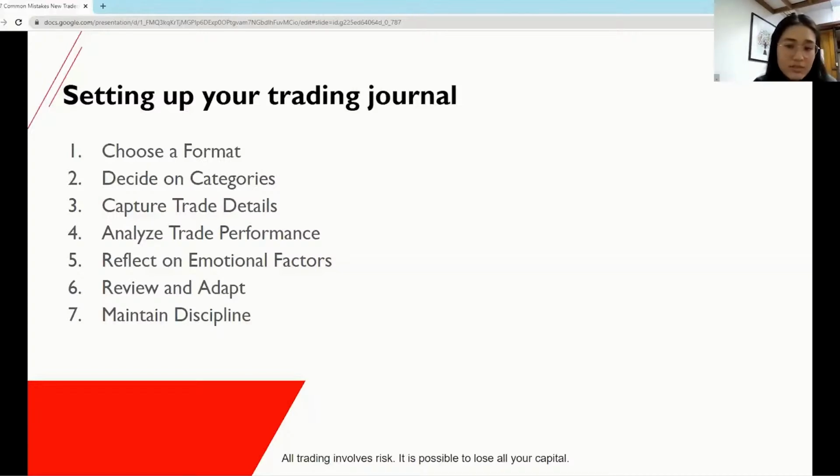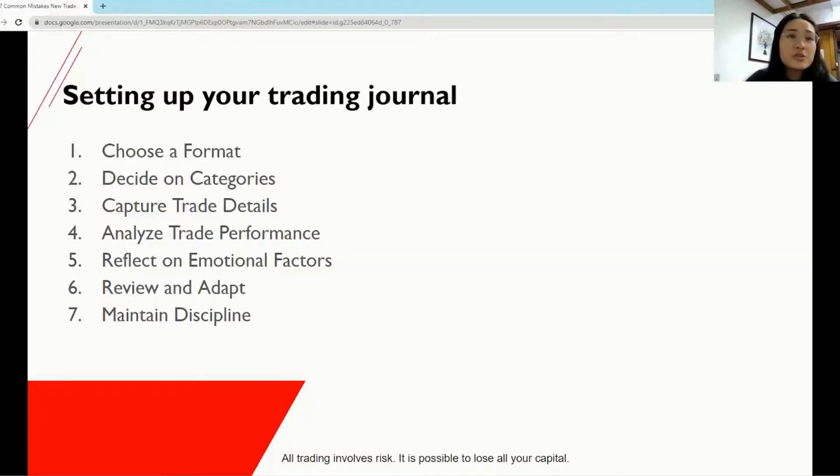Third, we capture trade details. So we want to record the relevant information for each trade you make. You want to be consistent and diligent in entering the details accurately and promptly after each trade. You want to make sure that you include all the predetermined parameters, such as entry and exit points, as well as any adjustments made during the trade.